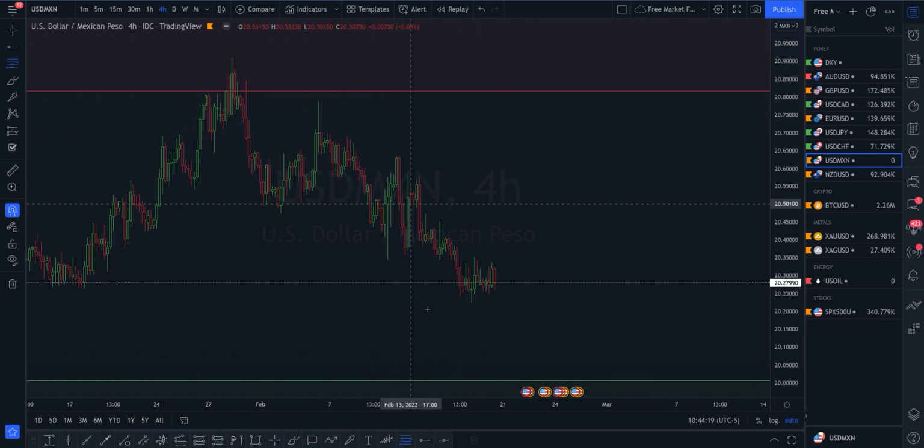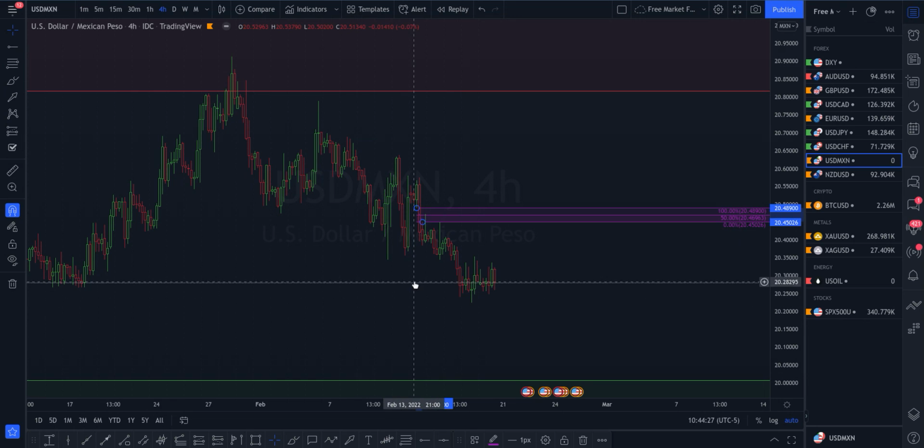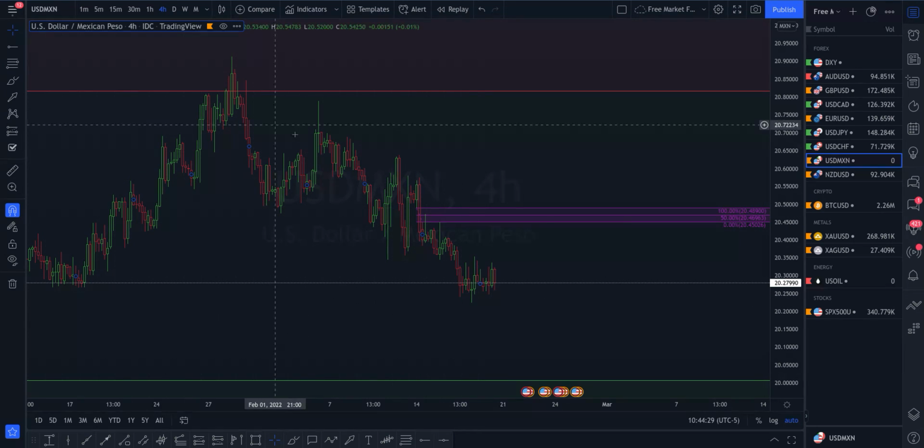So I'm looking at this gap. Unmitigated supply.